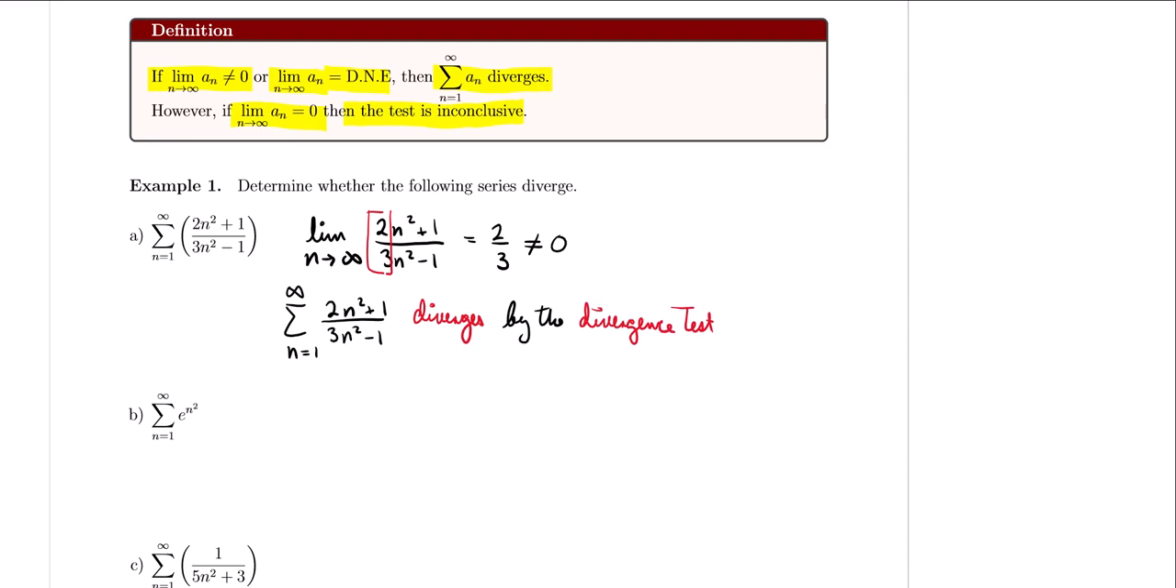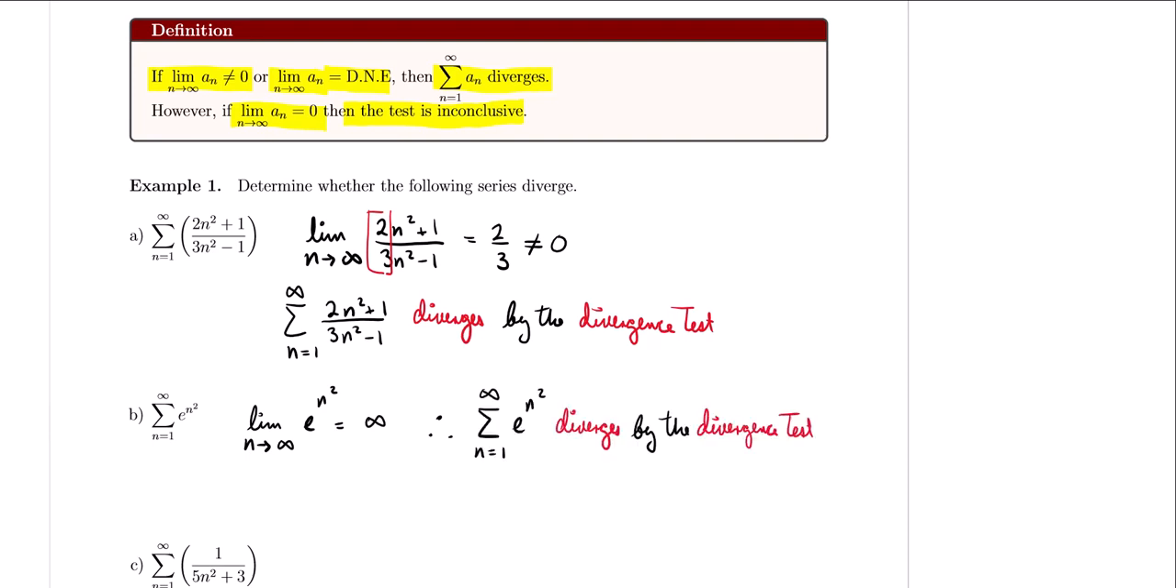Alright, so taking a look at another example, we have the infinite series as n goes from 1 to infinity of e to the n squared. Now, applying the nth term divergence test, we're going to have the limit as n approaches infinity of e to the n squared. Now this one is infinity, so the limit does not exist. Therefore, we know that the infinite series diverges by the divergence test.